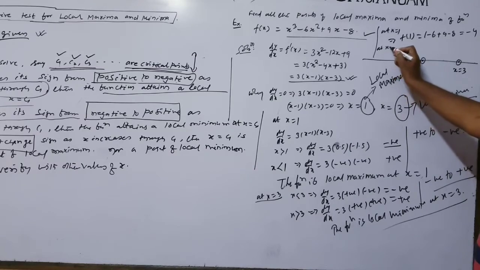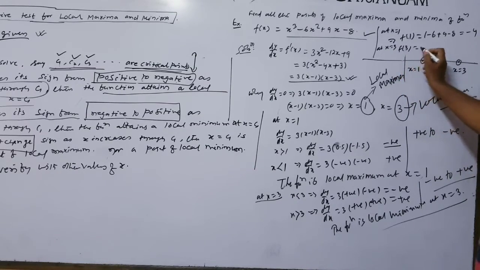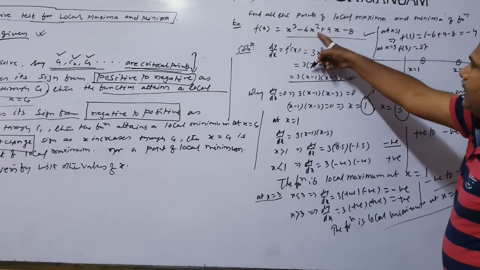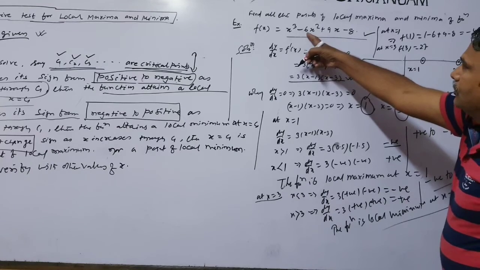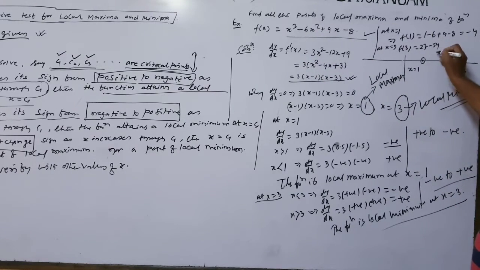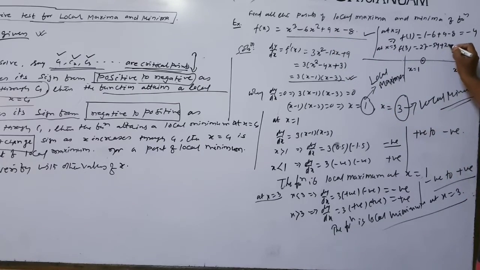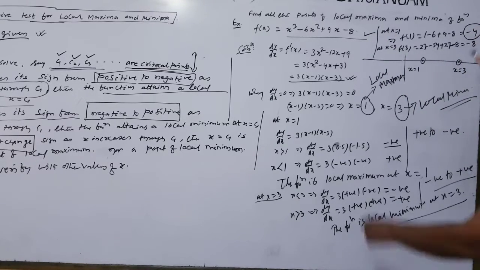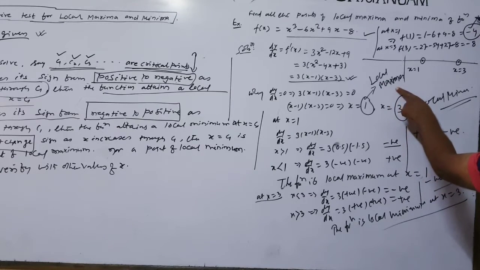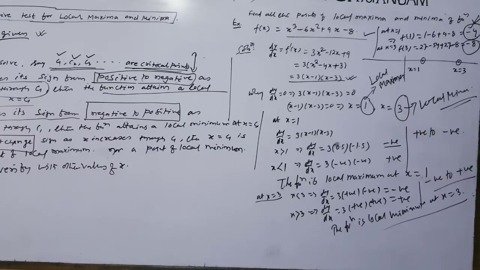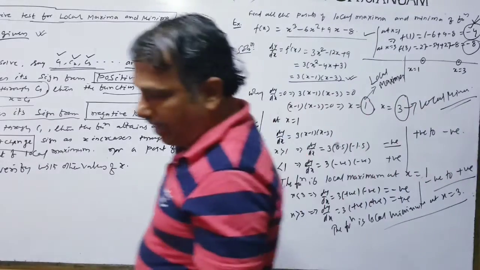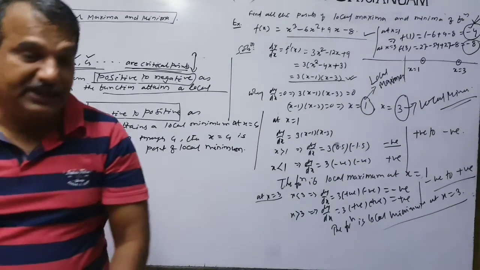At x equal to 3, what is f of 3? So 3 cube, how much? 27. 3 square is 9, into 6, 54. 3 into 9, 27. Minus 8. So minus 8. Now this is a local maxima. This is a maximum. This is a local minimum. This is a minimum. So minus 4 is the maximum. Minus 8 is the minimum.